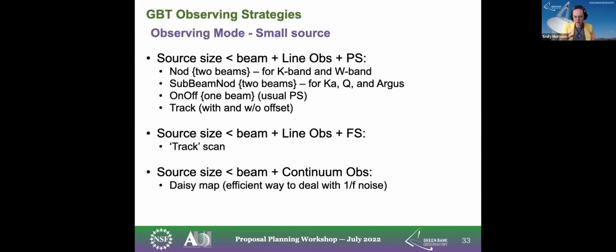This is what you'll see actually in the Astrid scripts. You have the nodding, which is you're moving the telescope, sub-beam on using this sub-reflector. On and off, you're actually moving the telescope. And then tracking is you're just actually tracking the source. So if you have a source size that's less than the size of the beam and you're frequency switching, then you'll get a track scan. And then if you're doing continuum observation, you'll have something called a daisy map. And you'd think with a compact source, you wouldn't have to map, but daisy mapping is an effective way to deal with the 1/f noise you get with long integrations or large bandwidth with the continuum observing.